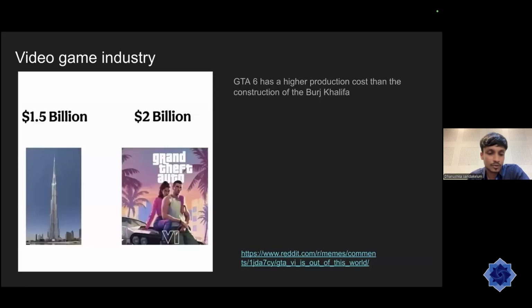So this is a Reddit post I have seen lately. This is about GTA 6 actually. So the production cost of GTA 6 is 2 billion, and the construction cost of Burj Khalifa is 1.5 billion, right? So this is a game, right? But its cost is higher than even the Burj Khalifa, right? So now you may wonder, like, it's just a game, right? Why do we put so much money, right? We'll see.